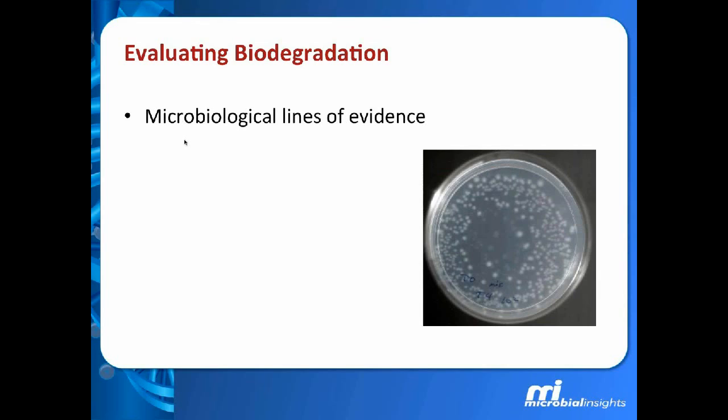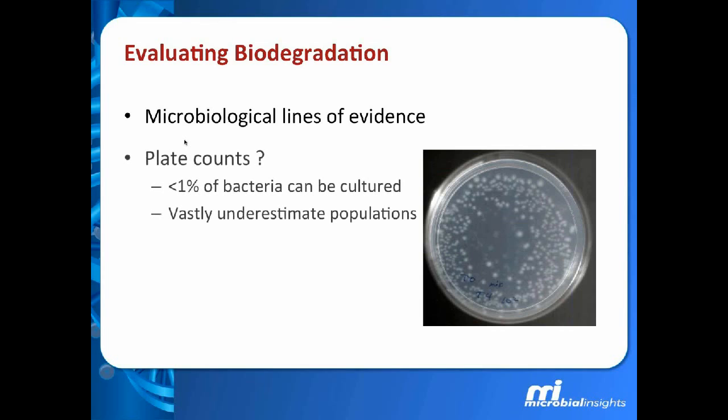So one of the direct ways that we can evaluate biodegradation is to look at the organisms or genes that are involved. In the past, we've used plate counts, and we've physically grown these organisms in the laboratory to try and assess the degraders that are present and to what quantity. The problem with this method is that less than 1% of organisms can be grown on plates, either because we don't know how to grow them in the laboratory or because they simply won't grow on that plate. And this can lead us to vastly underestimating bacterial populations.